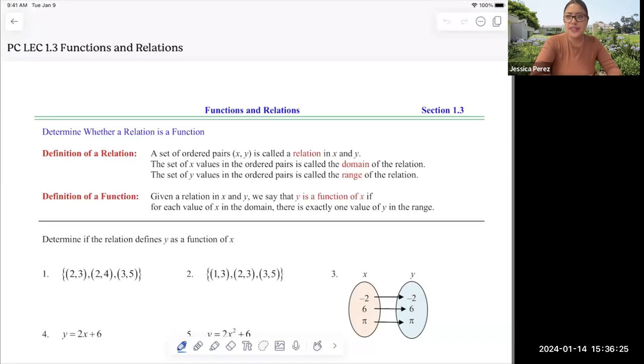Today, welcome to section 1.3, which is functions and relations. We begin by defining what a relation and a function are.